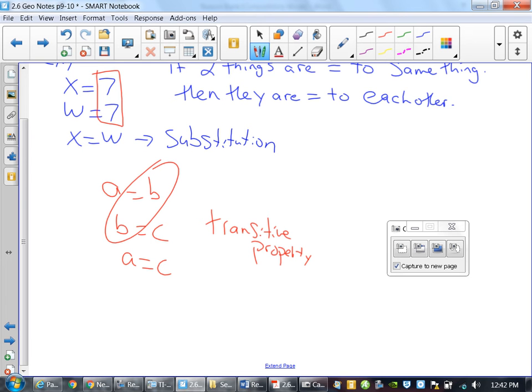The transitive property looks exactly like the law of syllogism. Okay, so remember, substitution is if the value they both equal is above one another. Here, x equals 7, w equals 7. But when they're diagonal from one another, it becomes the transitive property. They're very similar, but that's that subtle nuance that gives the difference between the two properties.